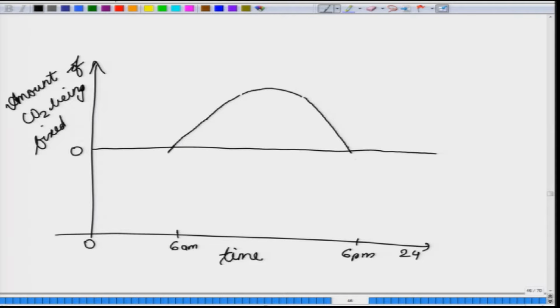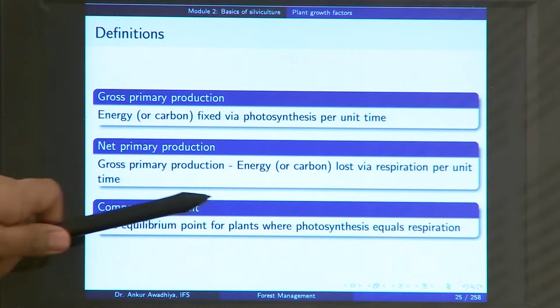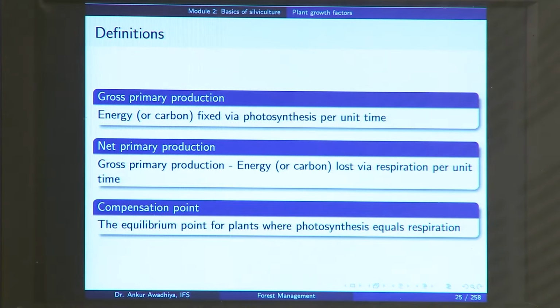And in the night time, there is no carbon dioxide being fixed, but carbon dioxide is actually being released by the plants. So, there is a net release of carbon dioxide. And these two points where the amount of carbon dioxide being fixed is equal to 0, because the amount of respiration and photosynthesis is one and the same, so both are cancelling each other out. These two points are known as the compensation point. So, the compensation point is the equilibrium point for plants where photosynthesis is equal to respiration.